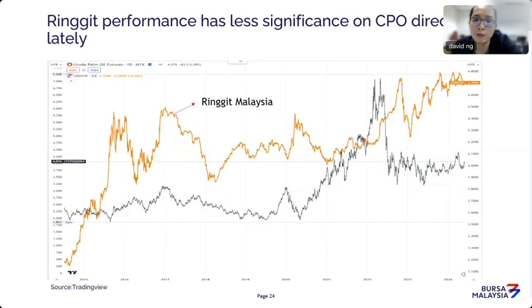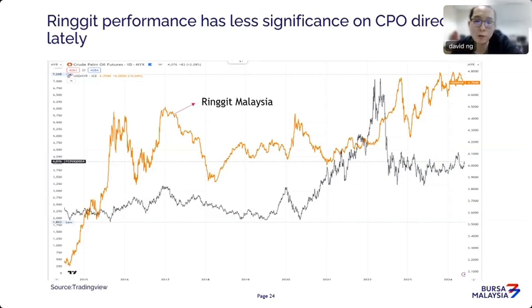Now, just to look at ringgit and CPO, you can clearly see that generally a weaker ringgit tends to favor stronger CPO prices. A lot of Western buyers hold currencies that are valued relative to the ringgit, so when the ringgit gets weaker, they can purchase CPO at a relatively cheaper price. That increases their demand for CPO, and eventually that drives prices higher. So that's the relationship between ringgit and CPO.